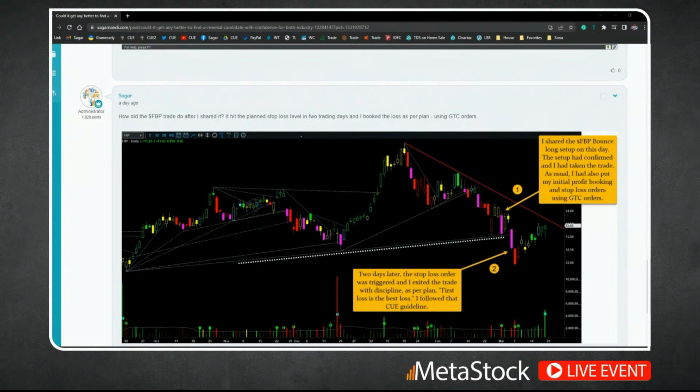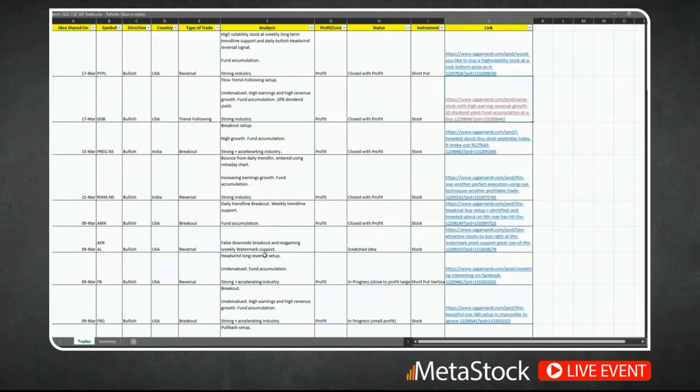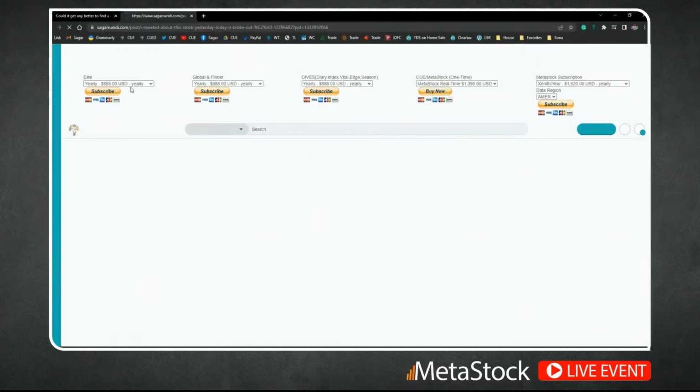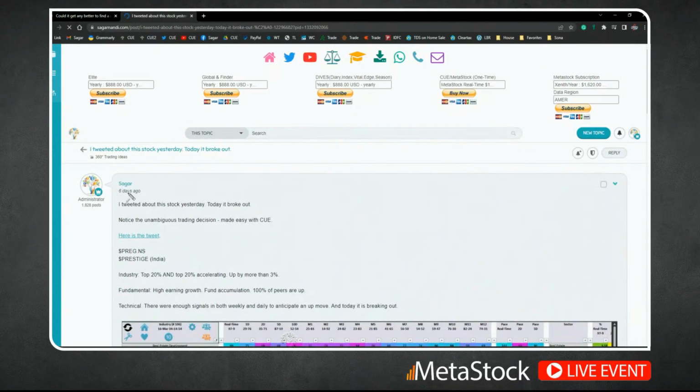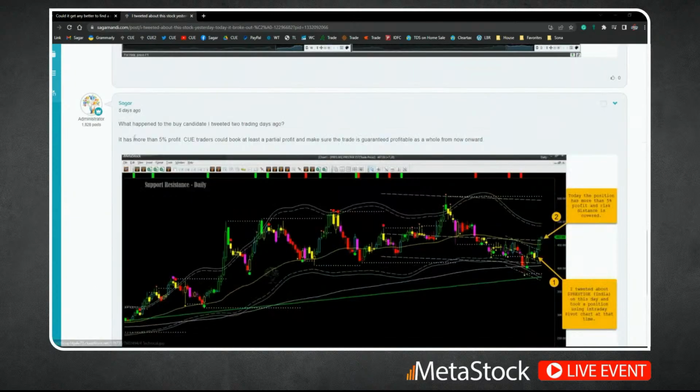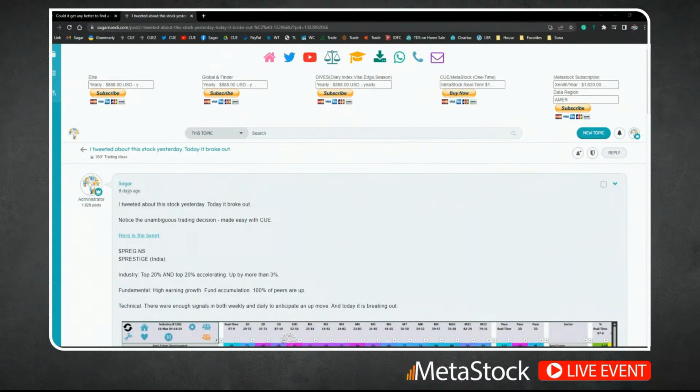Let's at random look at some trade. Let's look at some India trade. The exact same technique can be used in any country so long as the stocks are liquid. Let's look at this stock, PREG, a real estate stock. I shared it 6 days ago. Let's go to the top. 6 days ago on 16th March.